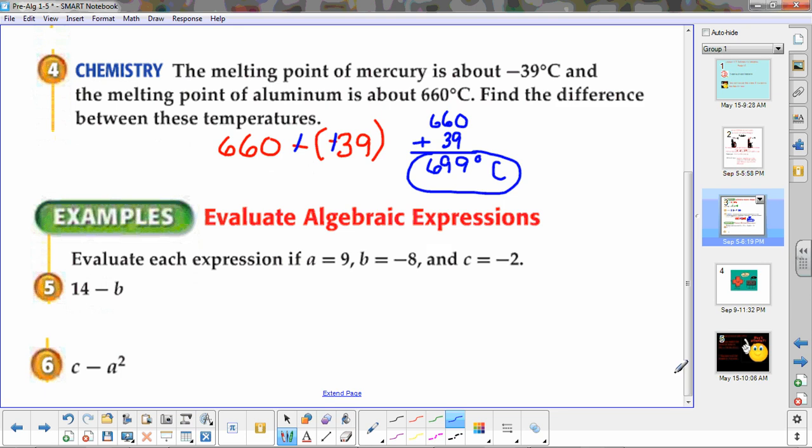In examples 5 and 6, you're going to evaluate each expression by first plugging in the values for the variables. So in number 5, 14 minus b, b is a negative 8. So our first step is rewriting the problem, replacing the variable with its value. So 14 minus negative 8. Subtraction with negatives, you'll change to adding the opposite, or chop, chop. 14 plus a positive 8 is going to be 22. Since they're the same sign, we just add and keep the sign.